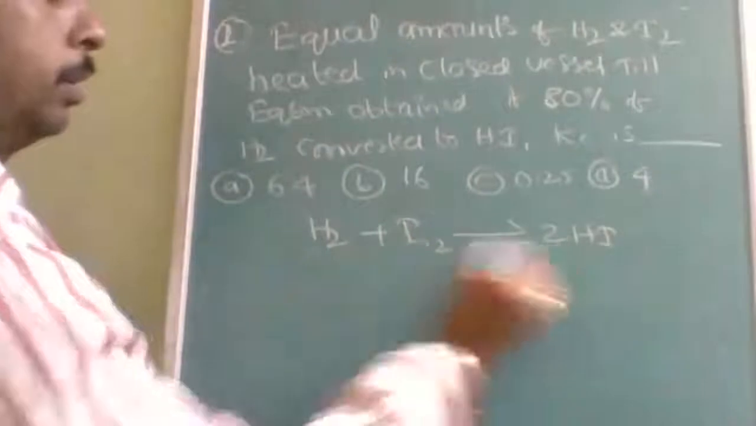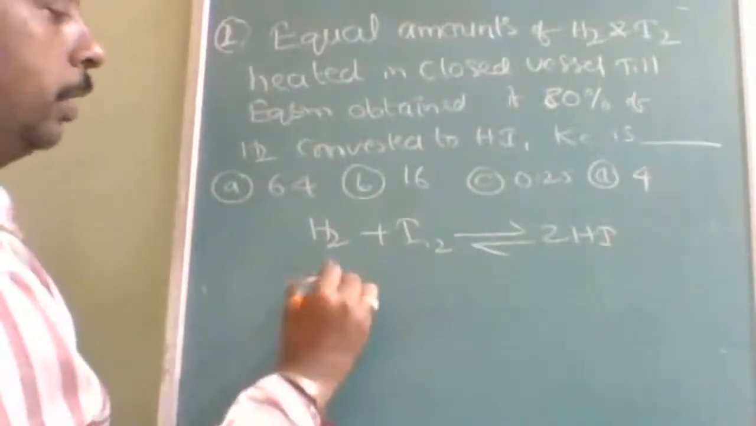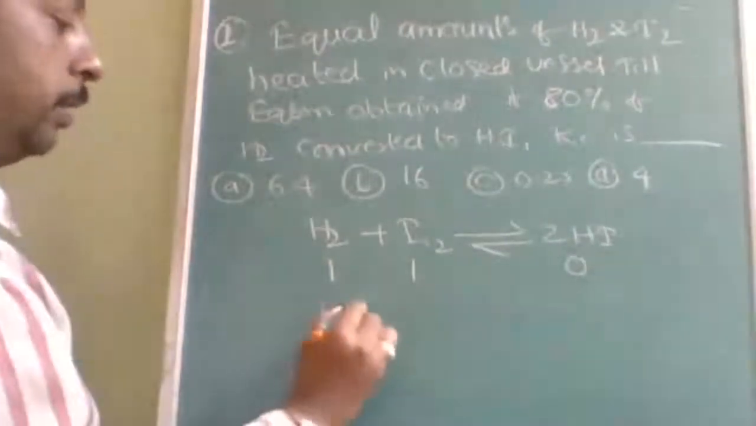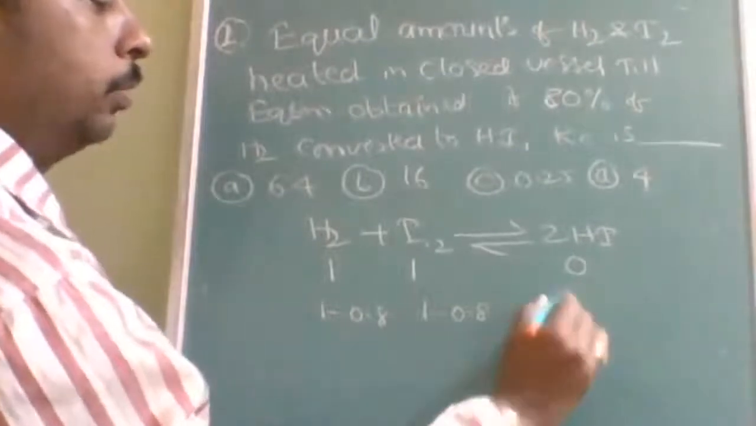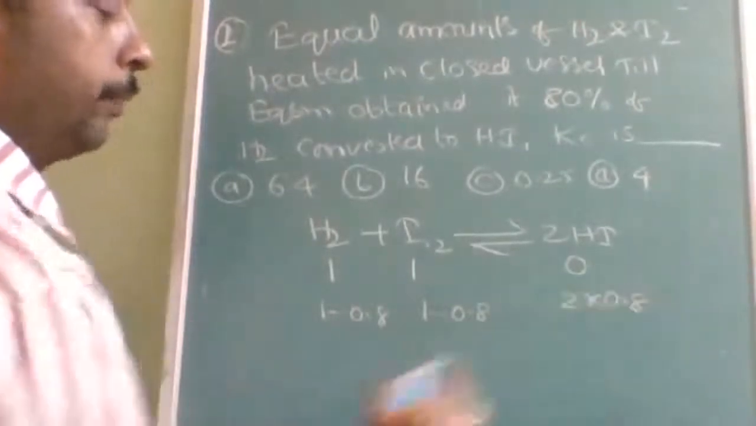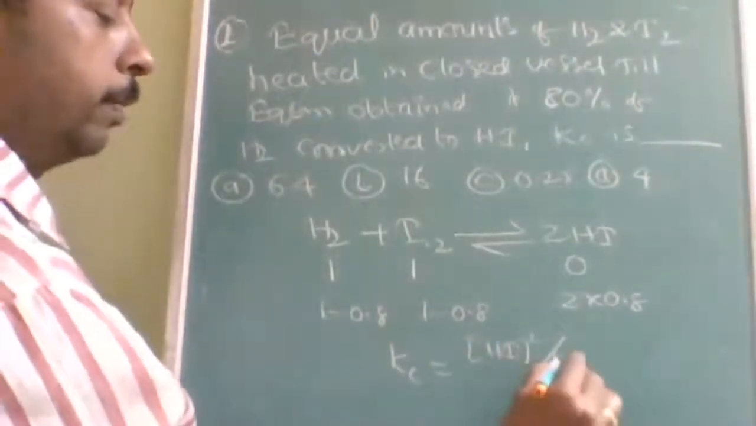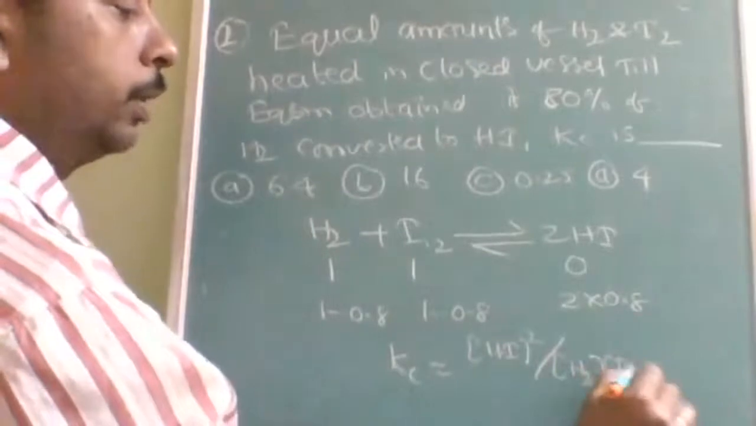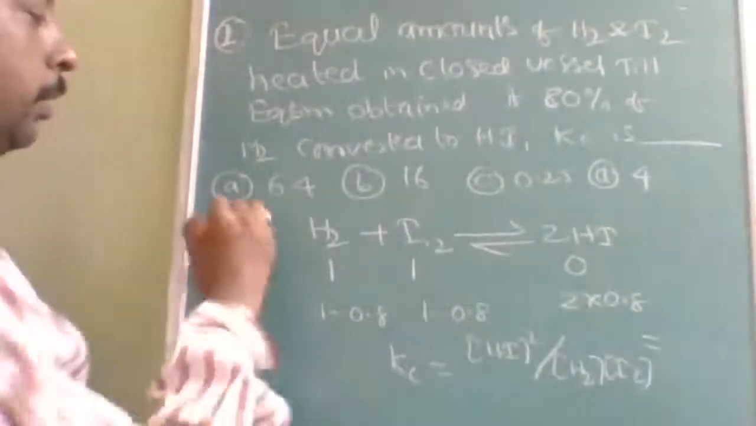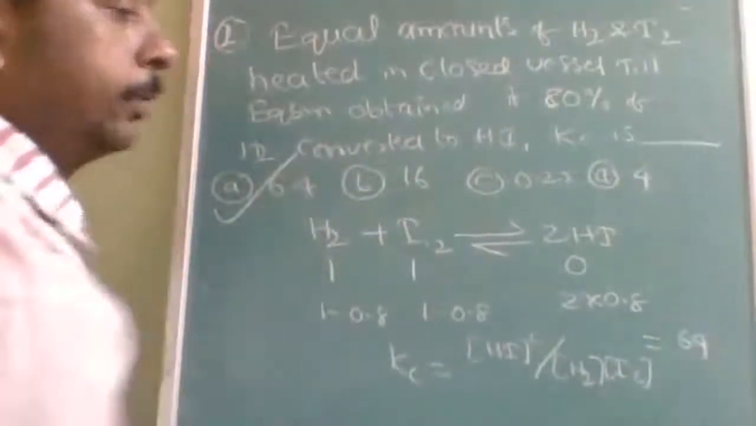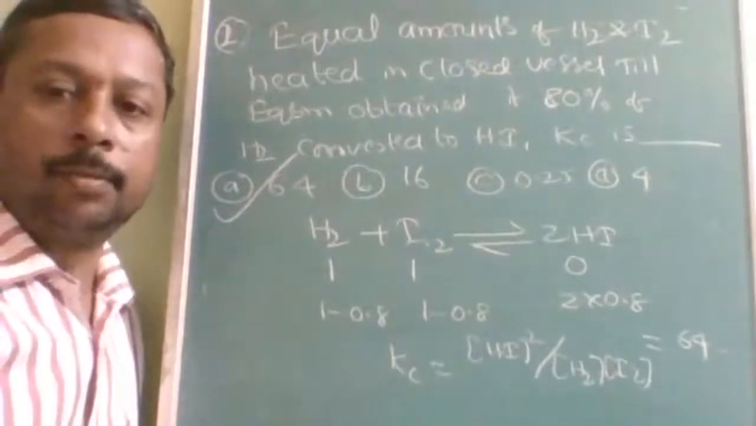As the number of moles on either side is same, you can take moles as concentration. 1 mole, 1 mole, 0; then 1 minus 0.8, 1 minus 0.8, and this will be 2 into 0.8. So Kc is equal to concentration of HI whole square divided by concentration of H2 into concentration of I2. On substituting and simplifying, you will get 64 as the answer. Equal amounts means equal moles over here.